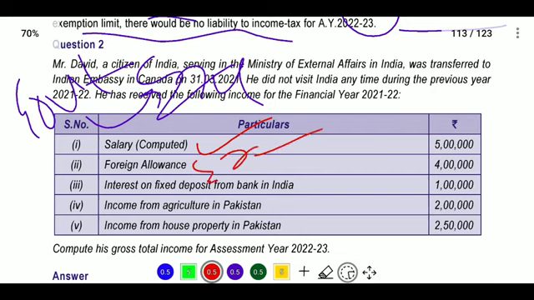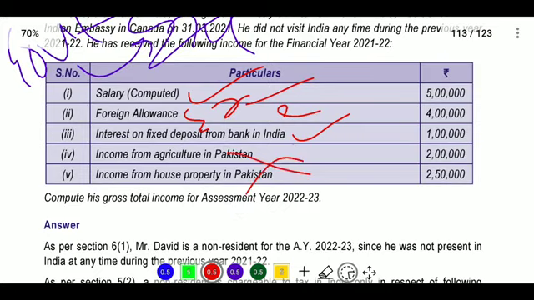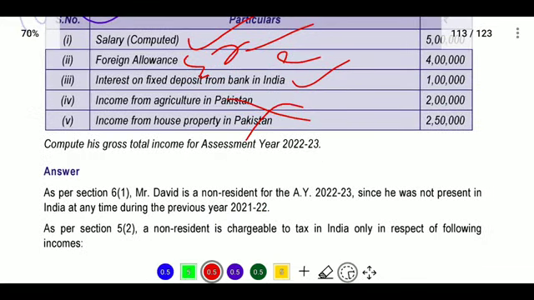Next, interest on fixed deposit from Bank of India will be taxable. Income from agriculture in Pakistan and income from house property in Pakistan will not be taxable in India because they do not accrue or arise in India.